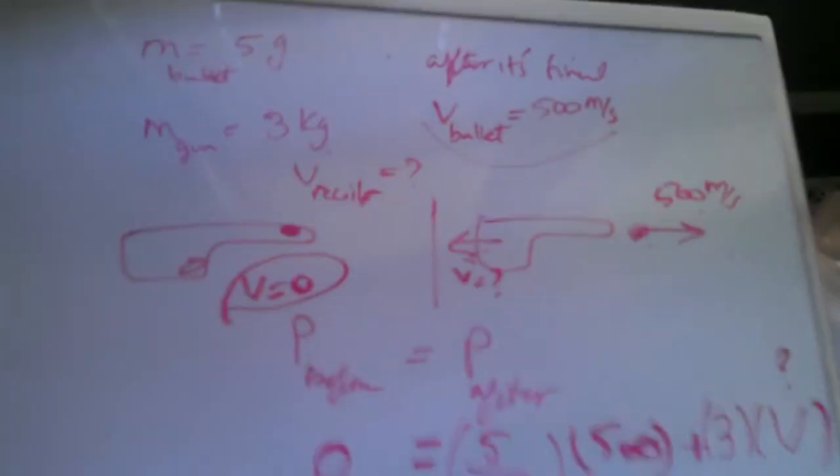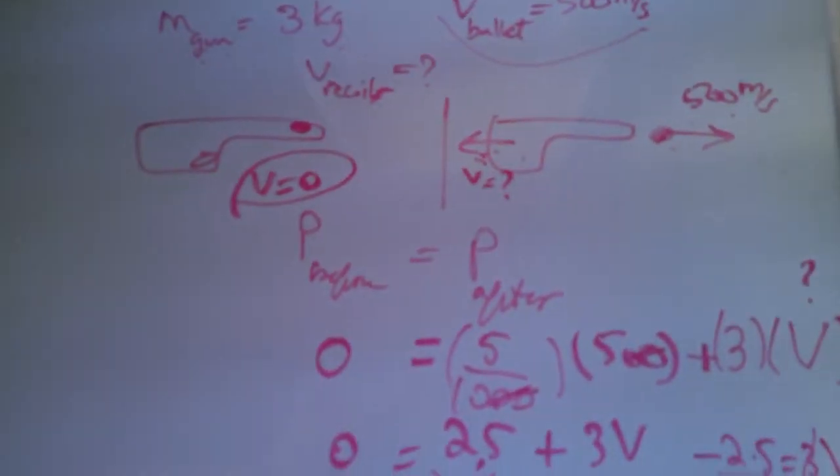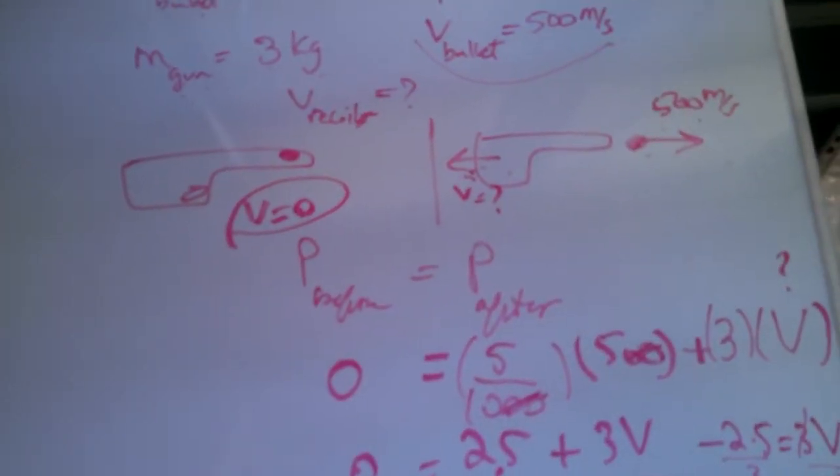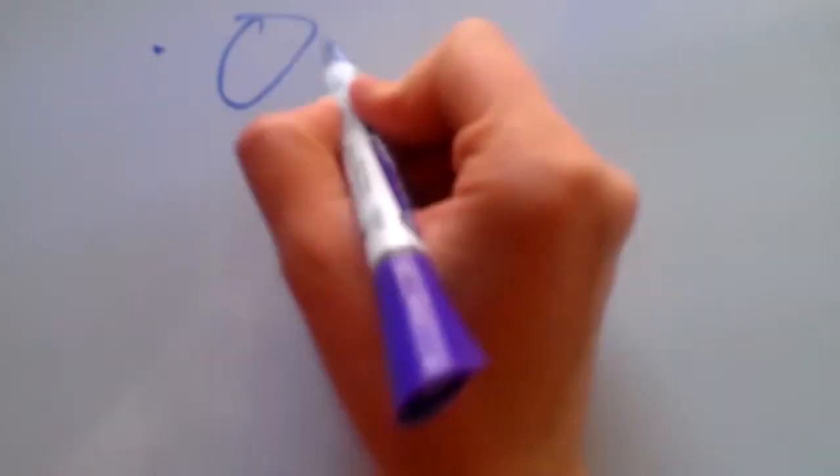So this is essentially how recoil problems are done, and this is how we do them. Other questions could be about having two billiard balls, a head-on collision between two billiard balls.